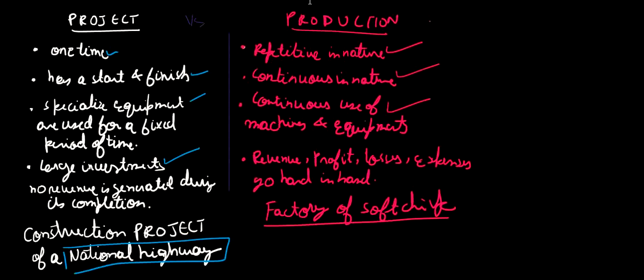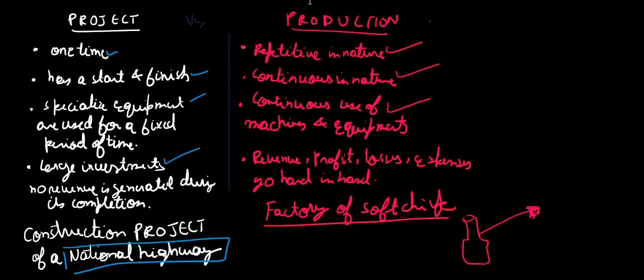So as the bottles of a soft drink are continuously produced, once they are produced in ample amount of stock, the stock is transferred to the selling area, and then the revenue is being earned. So revenue is generated along the production. So revenue and expenses go hand in hand.